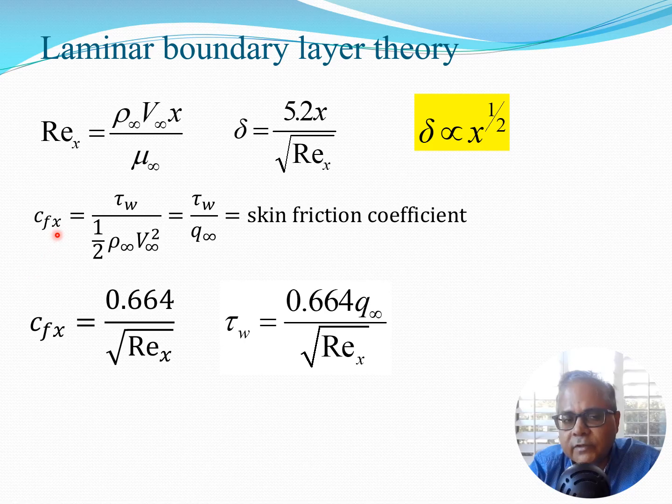Now we can also easily get an expression for skin friction coefficient. Skin friction coefficient is determined just like pressure coefficient. So you have the shear stress here, you divide it by the dynamic pressure, and so we can get this particular value for Cfx, which is 0.664 by root of Reynolds number. And if we have this value, then from this equation here we can easily obtain the skin friction drag, that is tau w, given by 0.664 q infinity by root of Rex. So that's the skin friction.